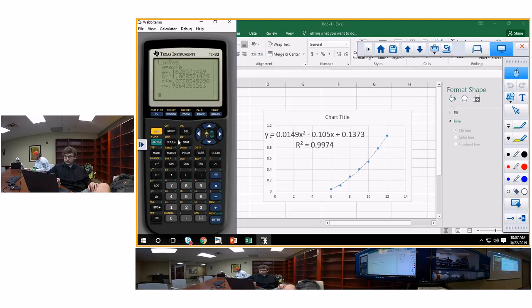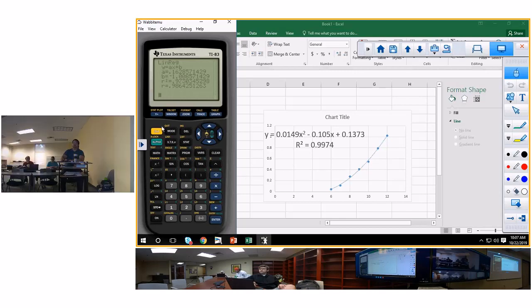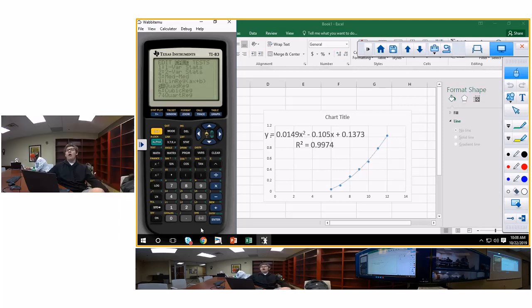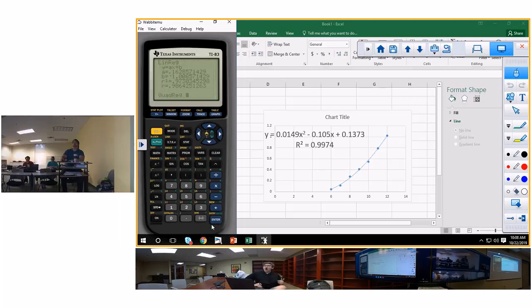Oh, I did linear. I'm sorry, that's not right. I did linear. We're doing poly. Go to Stat, Calculate, go down to Quadratic Regression. Type in second 1, comma, second 2. Enter, and that should be your answer.